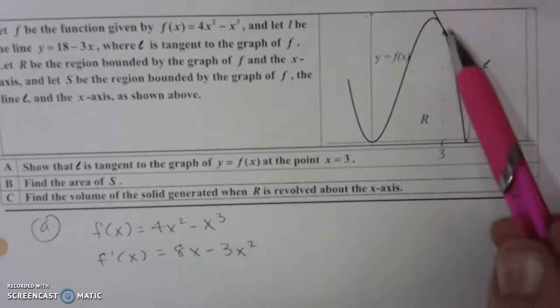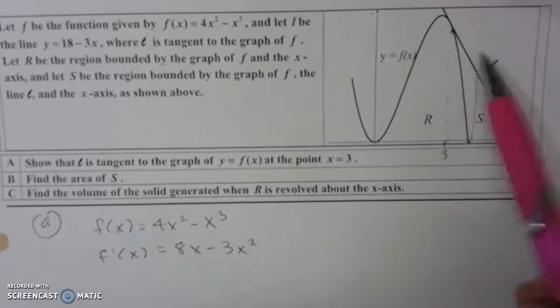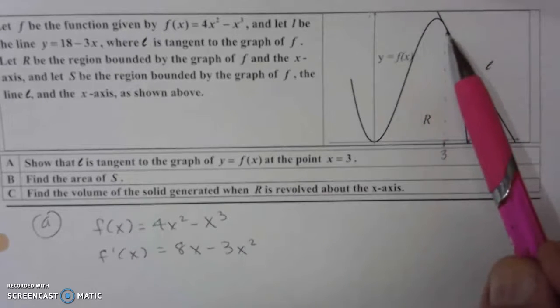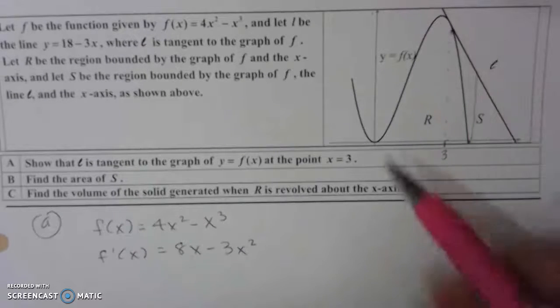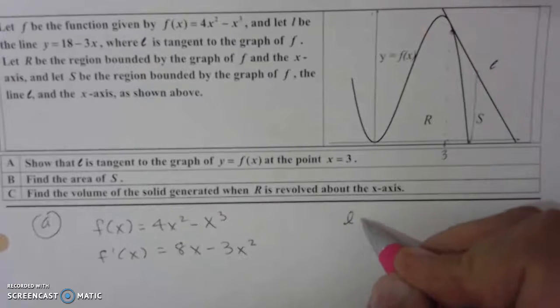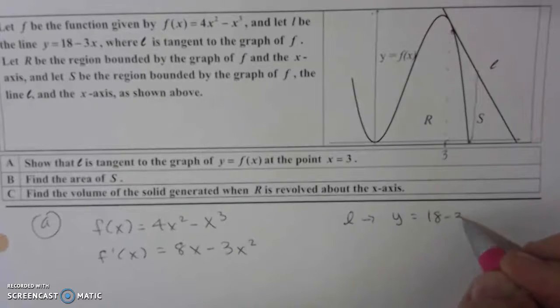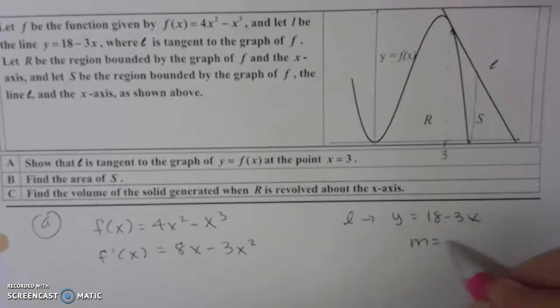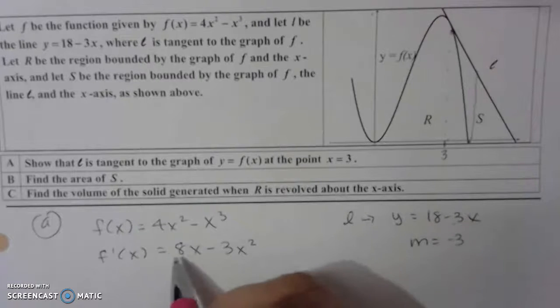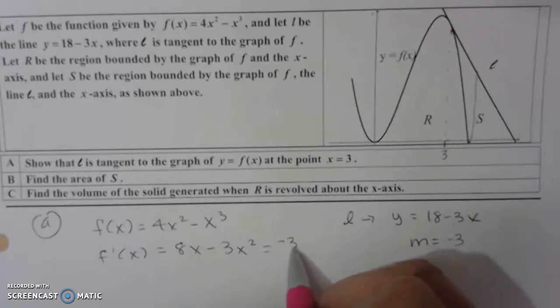We know that the slope at this point is going to be the same for both the function and this line. Well, we know that the line is represented by y equals 18 minus 3x. It's in the form of y equals mx plus b, so we know that the slope is negative 3. So we're going to take this derivative and set it equal to negative 3.